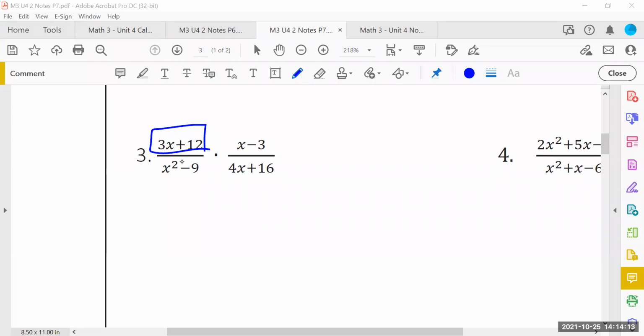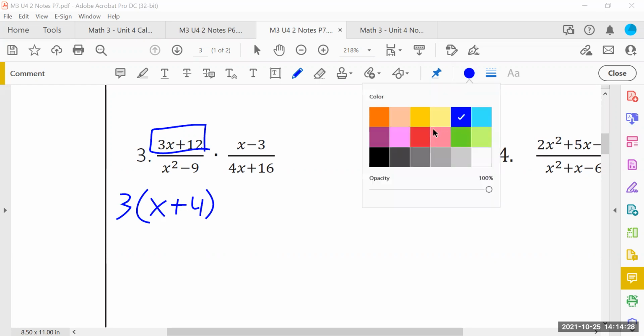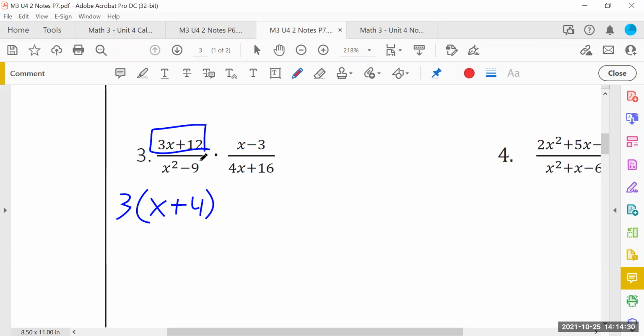So back in the notes, number 3, 3x plus 12 on the top here. I'm going to factor it. 3 goes into both of those. 3 times x plus 4. So still go 3 out of both. Then look at the next one. Let's just do the bottom next. X squared minus 9 is a difference of squares. So that's going to be x plus 3, x minus 3.